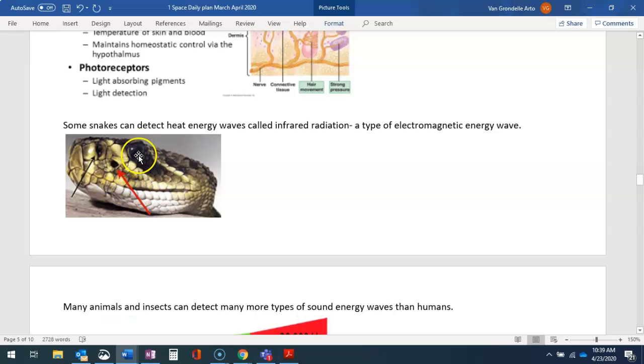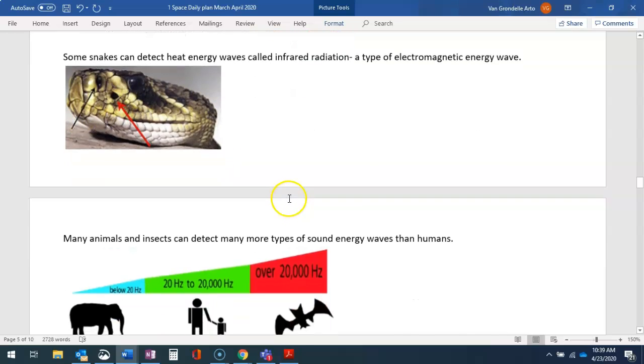Snakes have regular eyes to see regular light, what we see, and then they have these pits that can detect heat through infrared radiation, a very, very specific electromagnetic energy wave, to help them hunt.